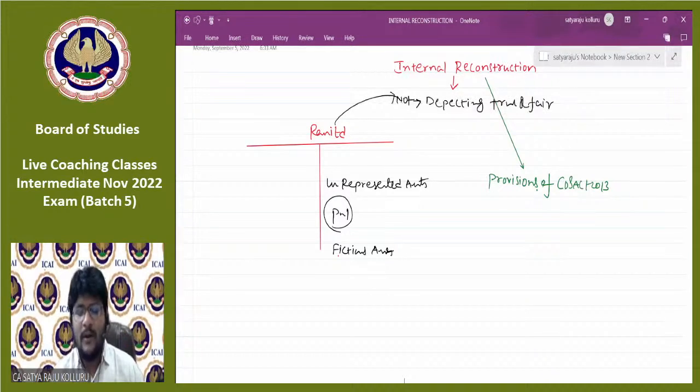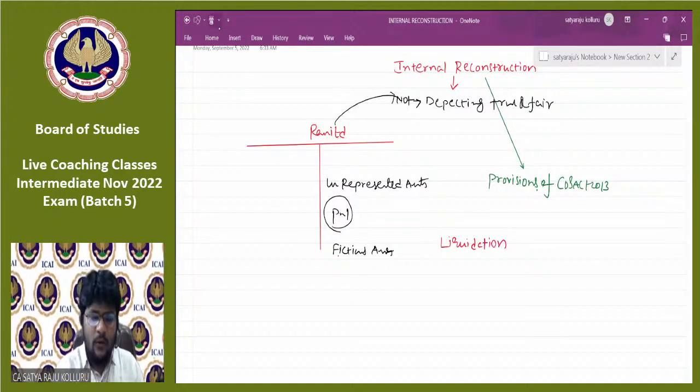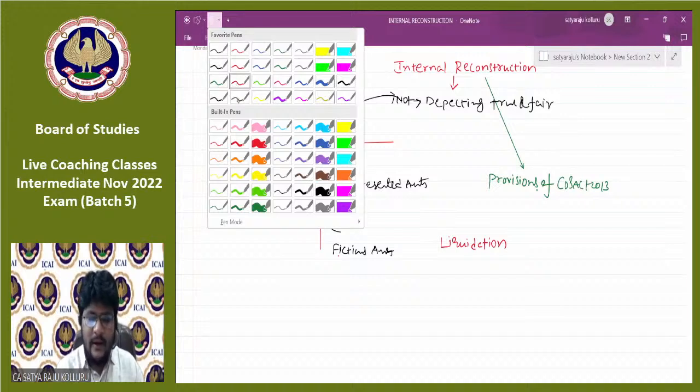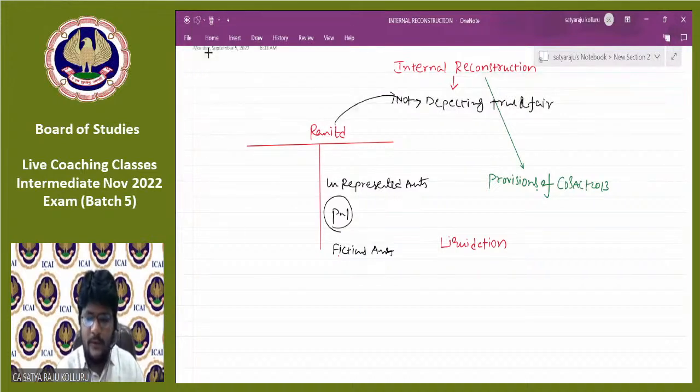Maybe the company is going to enter into profits in the near future. That means, sir, what you are trying to tell here is that before going to the process of liquidation, another option available to the company is internal reconstruction. No doubt about it.